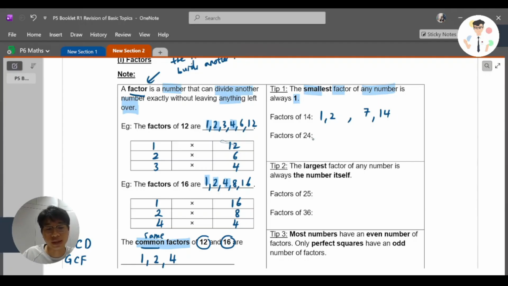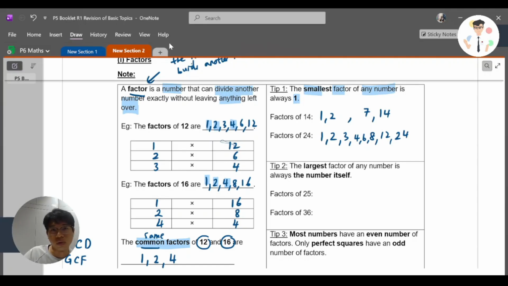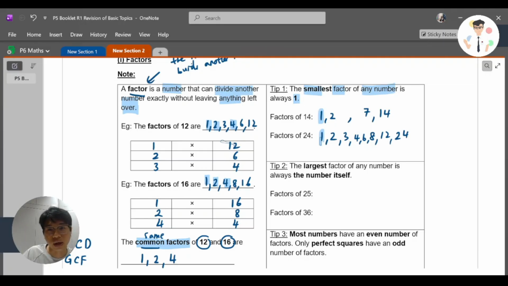How about the factors of 24? 1 times 24. 2 times 12. 3 times 8. 4 times 6. So you can see 1, 2, 3, 4, 6, 8, 12, 24. Now you can see that no matter how many factors a number has, there can be many factors, or just 4 factors, but the smallest factor is always what?